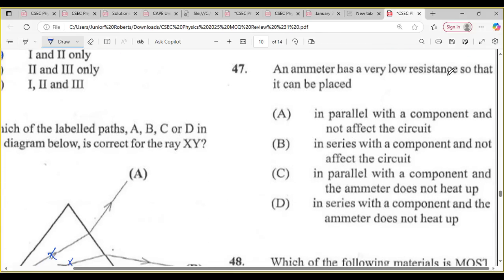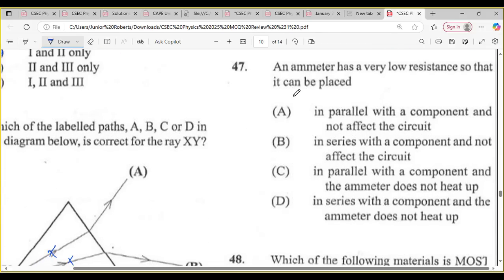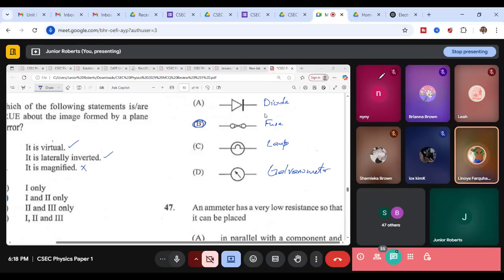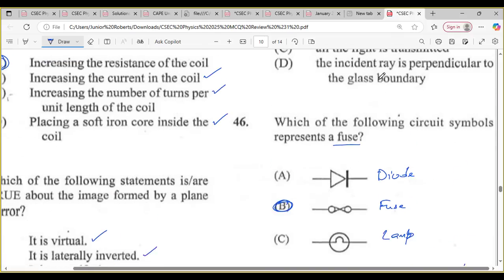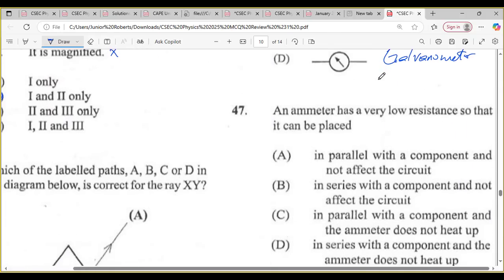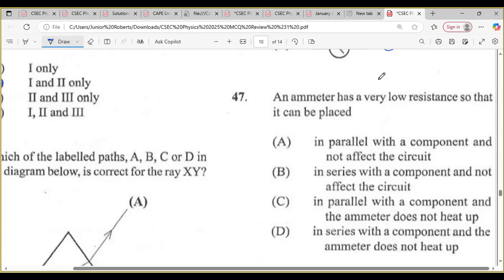47 says an ammeter has a very low resistance so that it can be placed. So we want the ammeter to have a low resistance. Somebody has a question? Please go. Can you please go back to question 45? 45, yes. Okay, sir, thank you. So 47 says an ammeter. An ammeter is always placed in series, so it's either B or D. We place it in series with a very low resistance so that it does not affect the circuit. So we're going to go with B for 47.